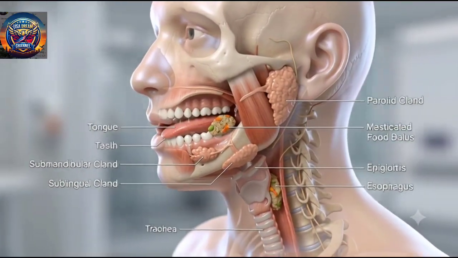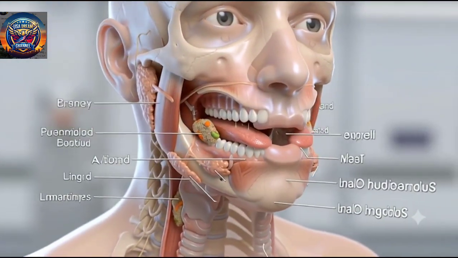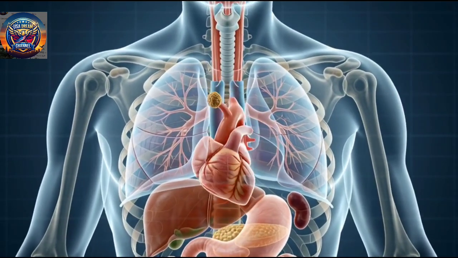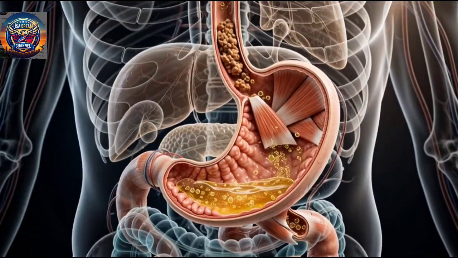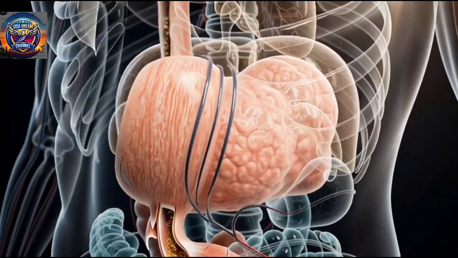When a person eats food, digestion begins in the mouth. The teeth break the food into smaller pieces, while saliva begins the chemical digestion process. After chewing, the food is swallowed and moves through the esophagus, also known as the food pipe, toward the stomach.